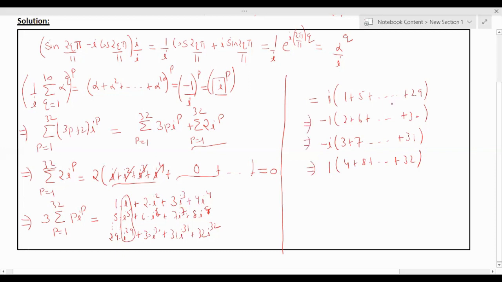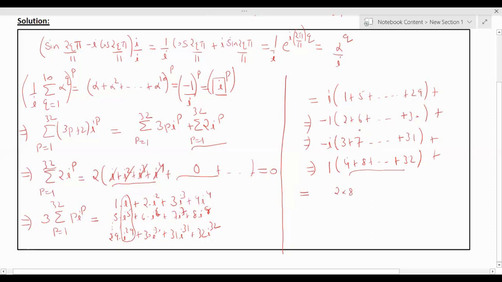What you will have here, and the real part is what? 4 minus 2, 8 minus 6, 32 minus 30. So basically each term when it gets subtracted will lead you to only 2. And there are how many terms? Not 16 terms exactly. So you will have 8 terms, and each term is going to give you 2. So you will have 2 into 8 as the real part.